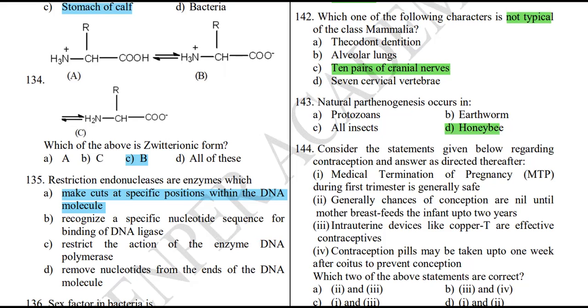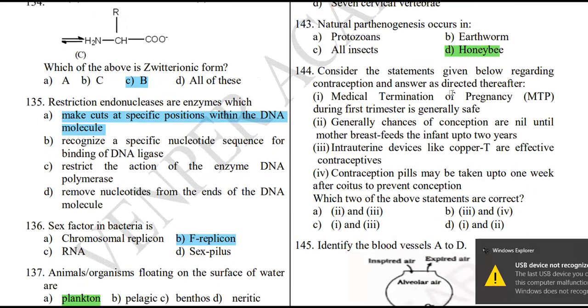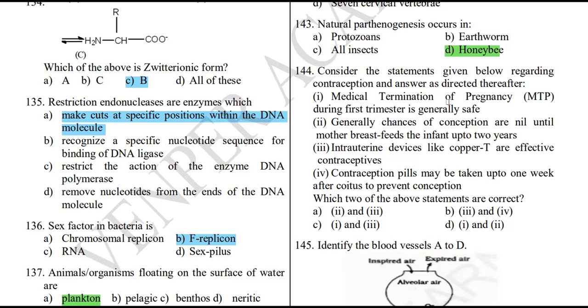Okay, the next question. Consider the statements given below regarding contraception and answer as directed thereafter. Yes, medical termination of pregnancy. If the pregnancy termination has to be done during the first trimester, which means 12 weeks, it is very safe. So this is a correct statement. We have to answer only the correct statements, which are correct, they asked. Yes, first is a correct statement, right? Yes.